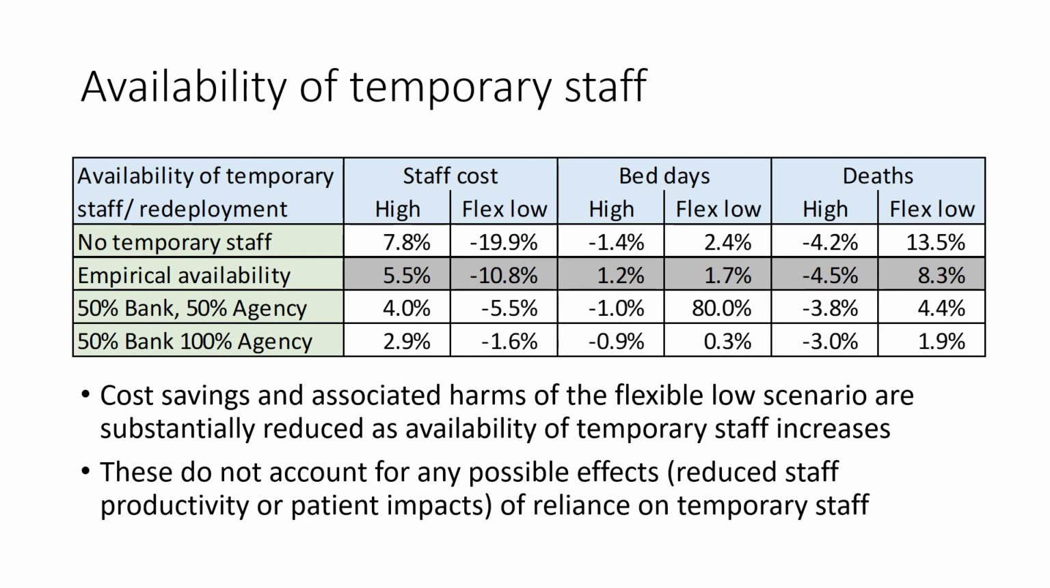The estimates presented so far don't take account of any possible effects in terms of reduced staff productivity or patient impacts of reliance on temporary staff. If we allow for risks associated with substantial exposure to temporary staff, the kind of levels that were estimated in an analysis of our study showed a level of 1.5 hours per patient day or more of temporary staff might lead to increased mortality. Including this in the analysis indicated an 8% increased risk of death at the maximum availability of agency staff in the flexible low scenario.